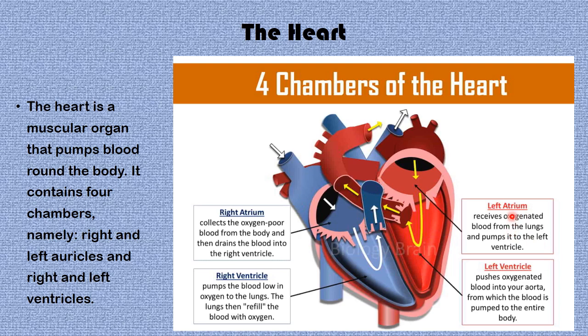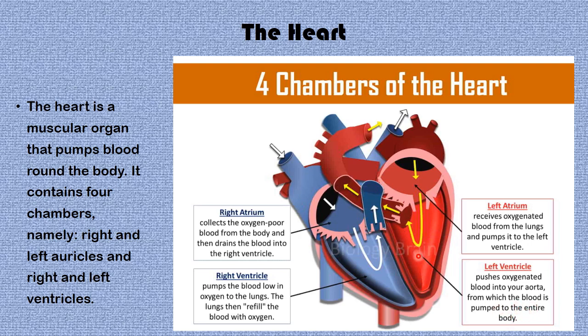Then afterwards, the left atrium or the left auricle receives the oxygenated blood from the lungs and pumps it to the left ventricle right here. So the left ventricle pushes the oxygenated blood into your aorta, which you see right here. This is the aorta right here. So the left ventricle pushes oxygenated blood into your aorta, from which the blood is pumped to the entire body.